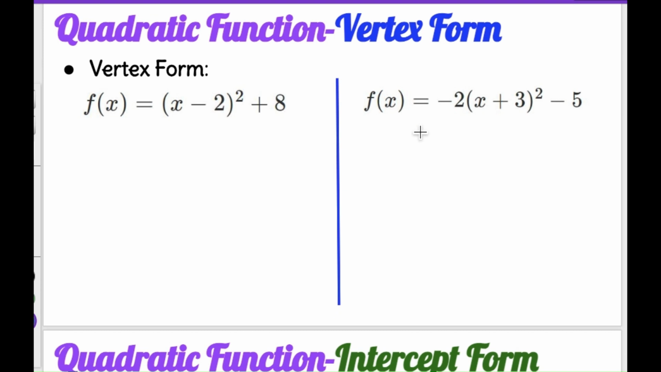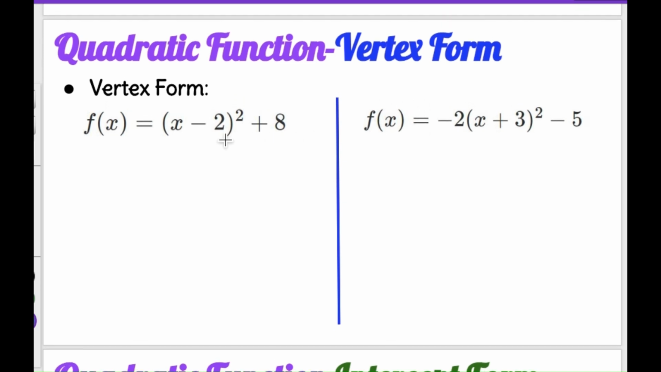Let's check the first one. As you can see, this is written as x minus 2 squared plus a. Since there's no number in front of this, it's considered an invisible 1, so a is 1, which is greater than 0. And we know it's going to look like this. So we're looking at the minimum value. As we mentioned, we can read the vertex here.